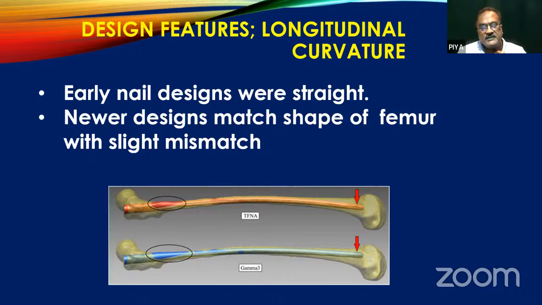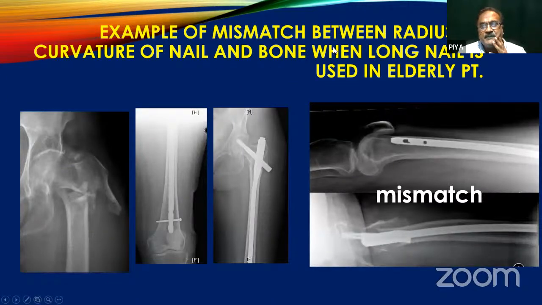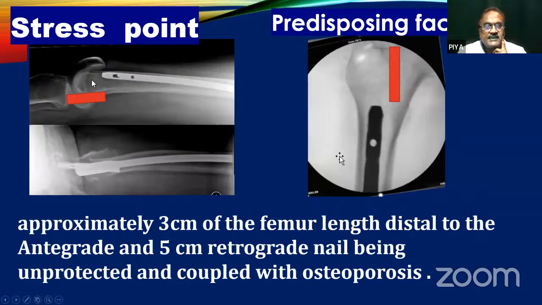So early nail designs were straight; newer designs match the shape of the femur with a slight mismatch. Even with anatomical nails, some mismatch does occur. So this is an example of a mismatch between the radius of curvature of the nail and the bone when a long nail is used in an elderly patient. You can see here there is anterior cortex impingement at the supracondylar level, and there is also some mismatch at the fracture site, which has led to malrotation of the proximal fragment. So these are the stress points.